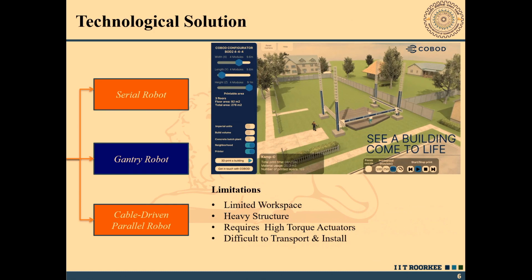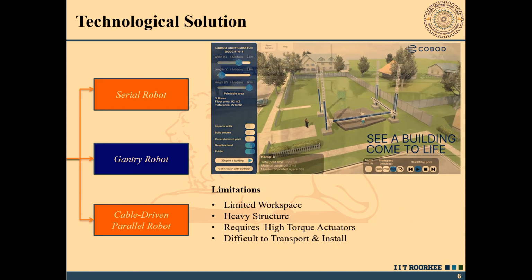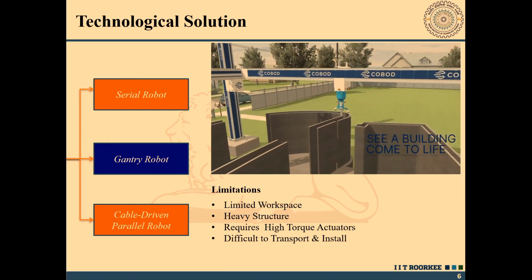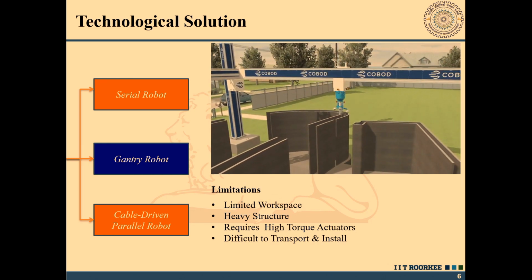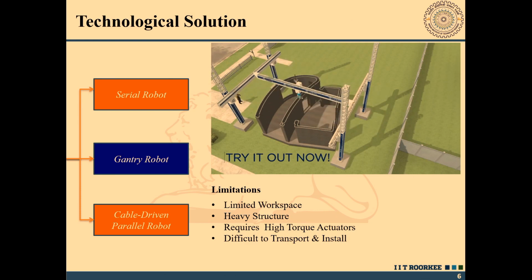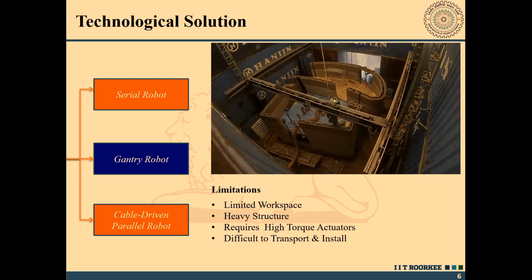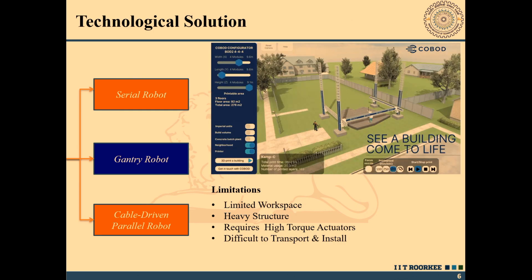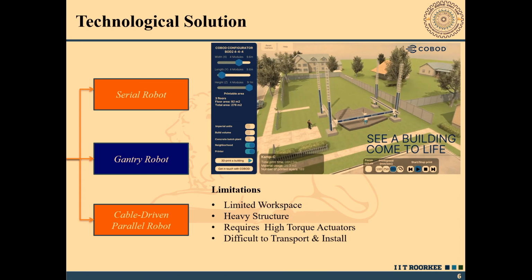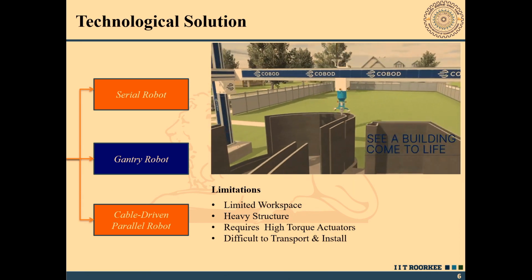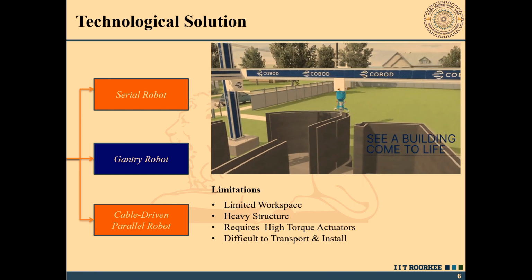The other solution is the gantry robot, but it again has limitations: limited workspace and heavy structure. It is basically a type of Cartesian manipulator, and it requires very high torque actuators. Of course, when you want to shift it from one location to another, there are problems. So, it is difficult to transport and install.